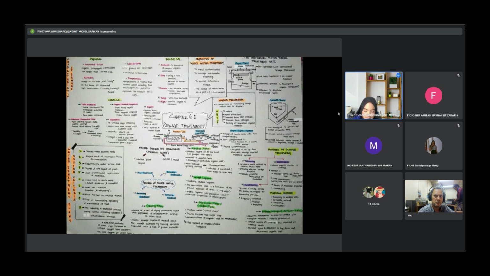Process of wastewater treatment. There are 4. The first is pre-treatment, the second one is the primary treatment, the third one is the secondary treatment, and the last one is tertiary treatment. Okay, the first one is the trickling filter, the second one is the activated sludge, the third one is aerated lagoons, and the last one is the stabilization ponds and oxidation ponds.